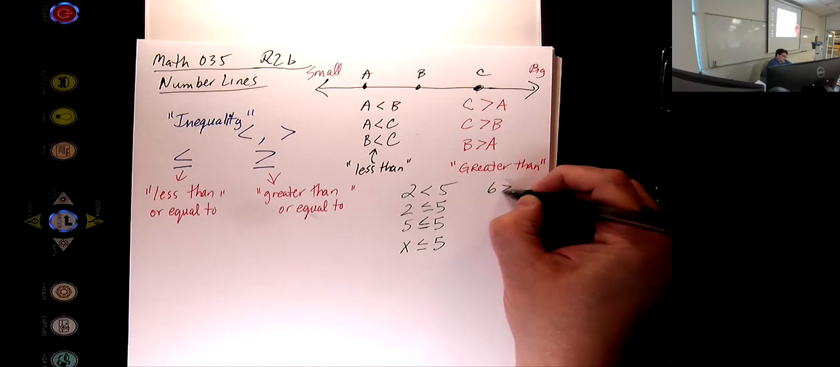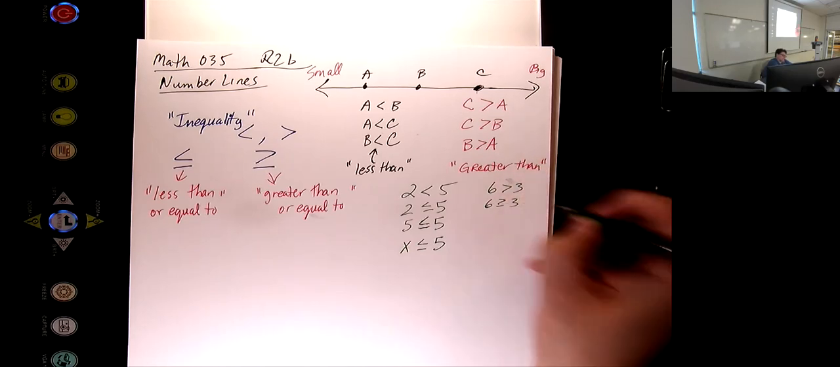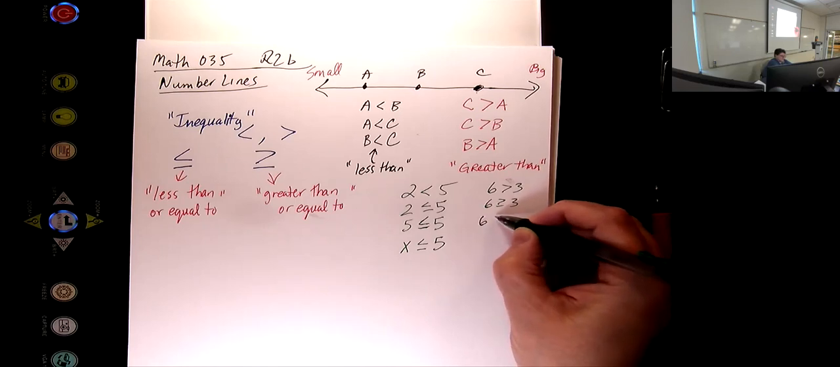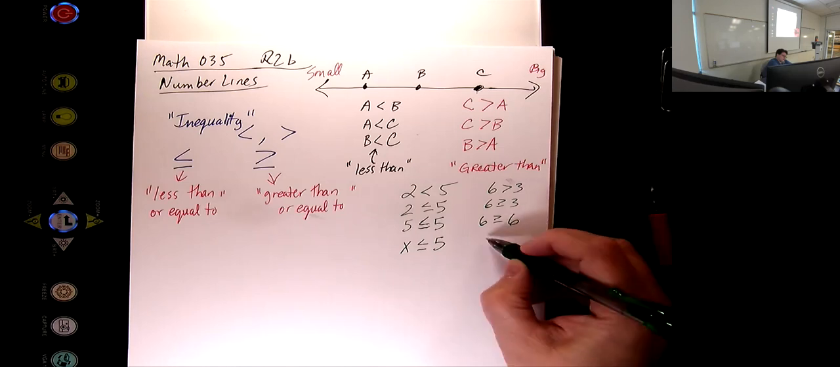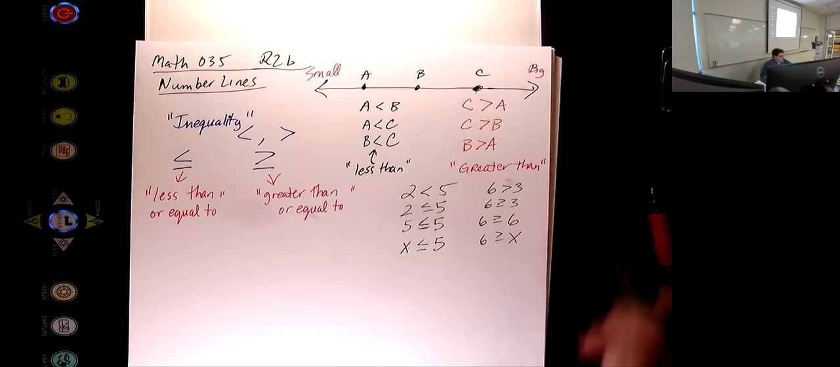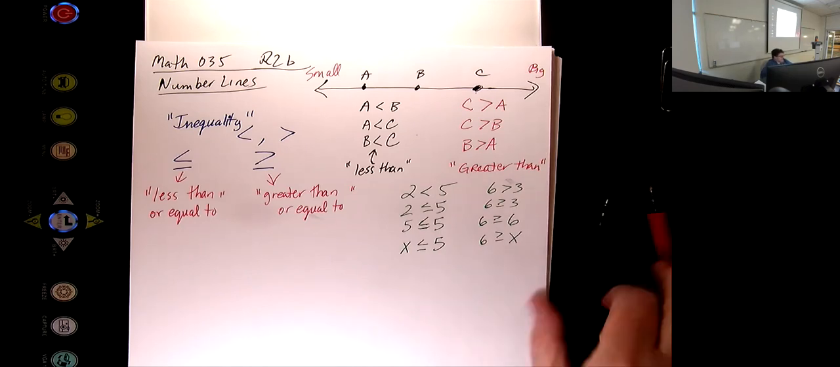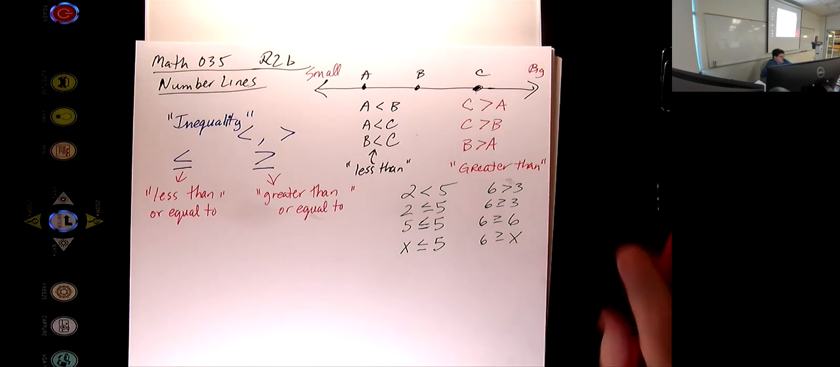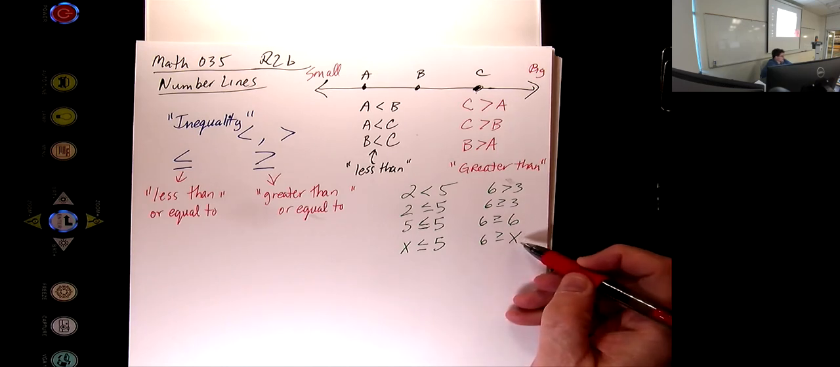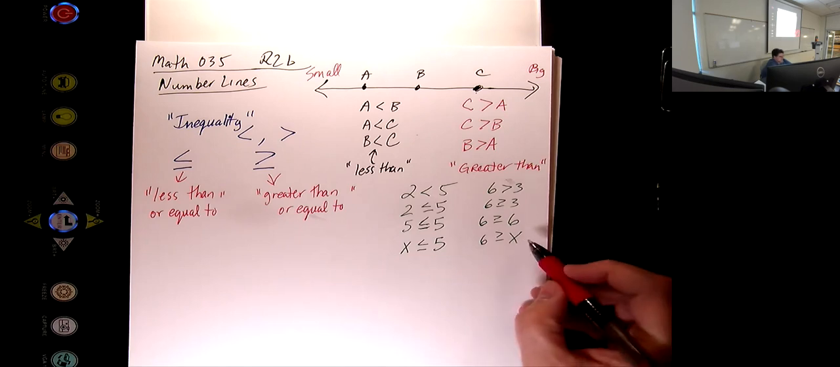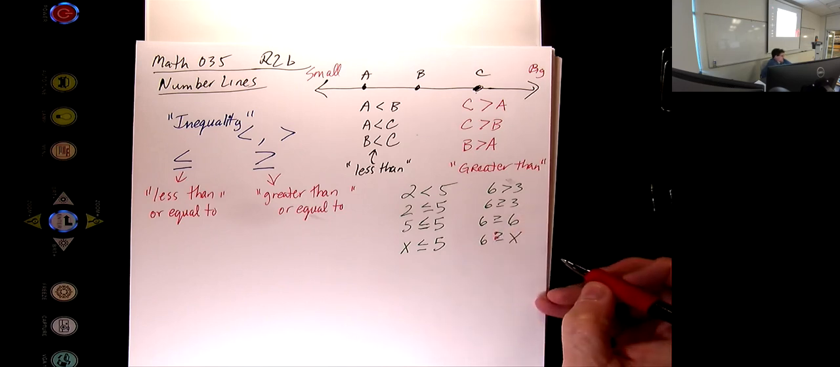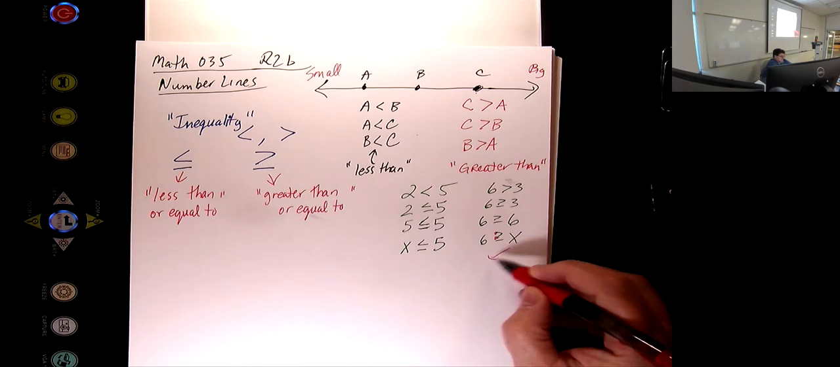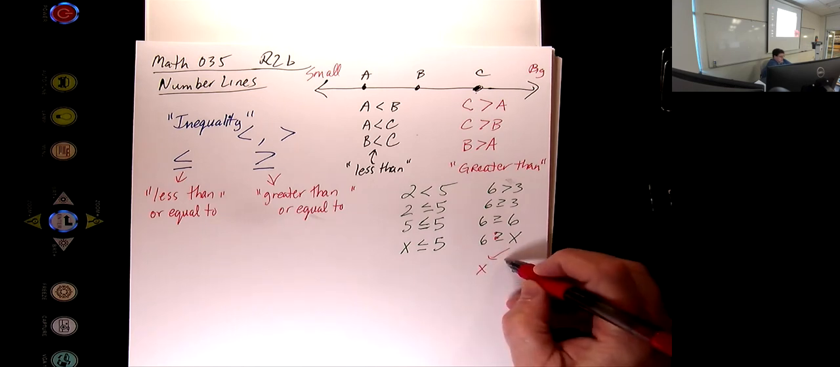6 is greater than 3. 6 is greater than or equal to 3. 6 is greater than or equal to 6. So 6 is greater than or equal to X. You can switch back and forth between these if you like. I don't particularly like having X on the right. It bothers me immensely. If you're going to move it, treat this as an alligator, and the alligator has to be going after the same thing when you're done. So if you're going to put the X on the left and the 6 on the right, the alligator better be going after the 6 when you're done.